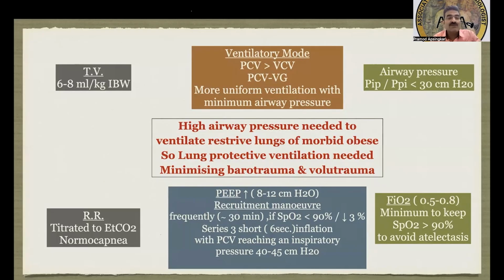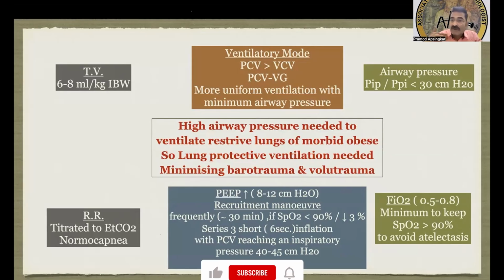The tidal volume we have to keep is 6 to 8 ml per kg of ideal body weight, and we have to adjust the respiratory rate to maintain normocapnia. ETCO2 monitoring is a must. And how much FiO2? It's not 100 percent oxygen. As low as possible, around 0.7, with 0.6 preferred, and SpO2 just above 90% is sufficient, because this is for the prevention of atelectasis.